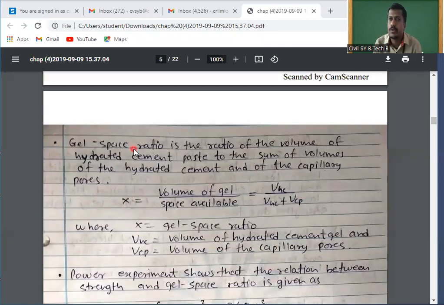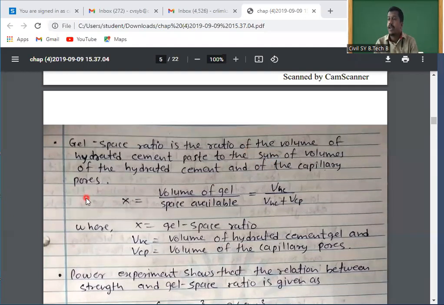What is gel space ratio? It is the ratio of volume of hydrated cement paste to the sum of volume of the hydrated cement paste and the capillary pores. That is why it is important for us to understand this concept, gel space ratio. One by one I will take the points.